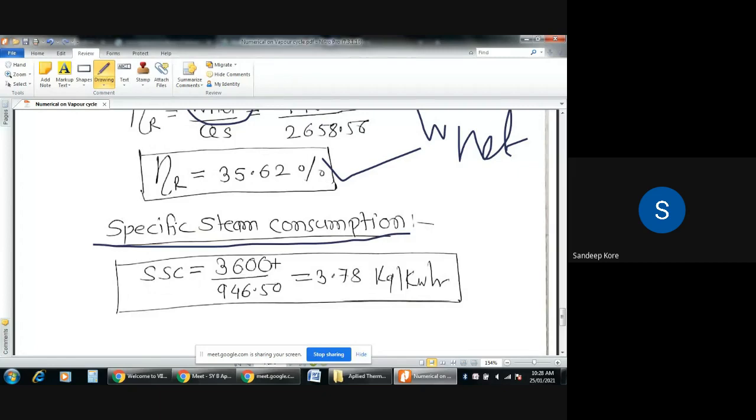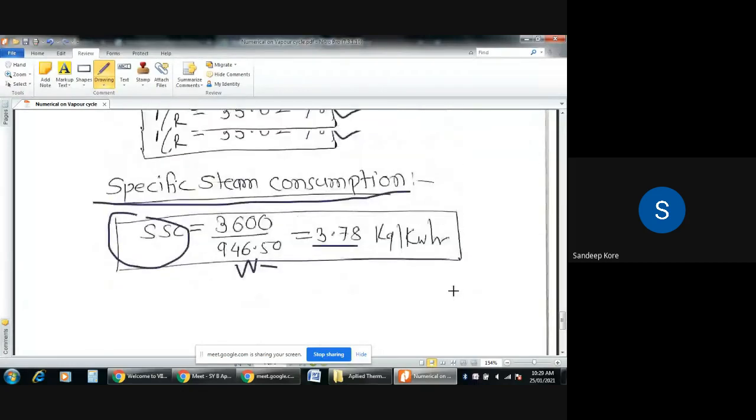Now the next parameter we have to find out is the specific steam consumption, SSC, and the formula of specific steam consumption is 3600 divided by turbine work. So 3600 divided by turbine work, 946, we are getting 3.78 kg per kilowatt hour as the specific steam consumption. The meaning of this: if you have to develop 1 unit of power, we need steam of 3.78 kg. So 3.78 kg of steam is required to develop 1 kilowatt hour of power. This is the specific steam consumption.